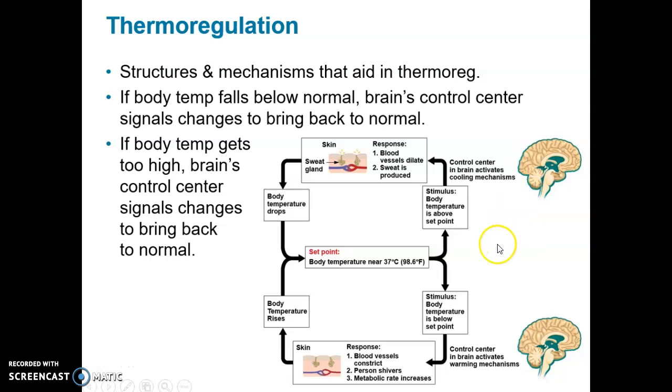And on the opposite side, if your body temperature increases above the set point, your brain, the hypothalamus, detects that and initiates the responses of blood vessels dilating at the skin, and sweating is produced. To cool you off, your body temperature drops. When the body temperature gets back to the set point, your thermostat, the hypothalamus, shuts down those responses. So again, an example of a negative feedback mechanism in thermal regulation.